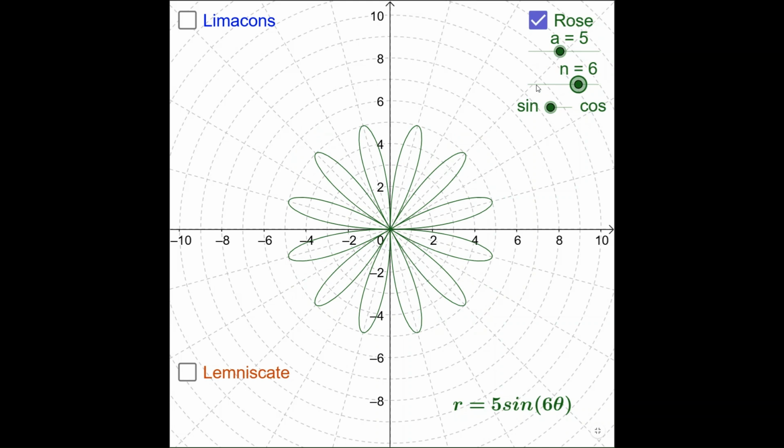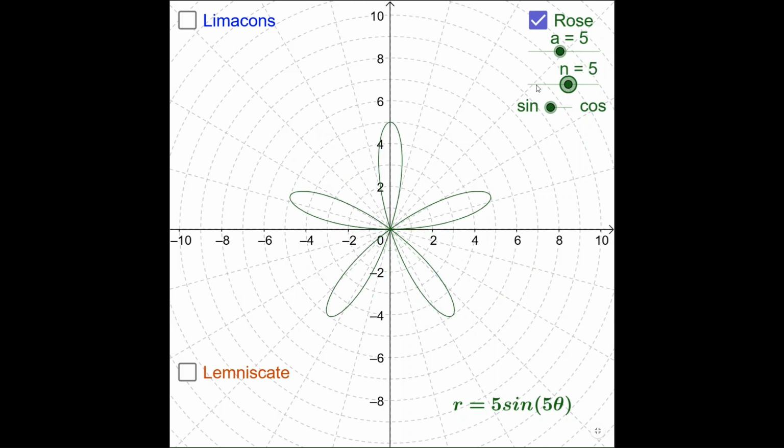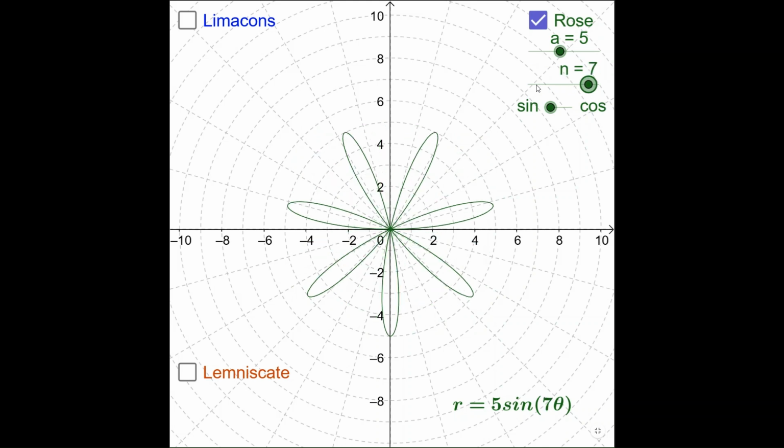If n is 6, we have 12 petals. What do you think will happen if we have n equal to 7? We've seen if n is 3, we have 3 petals. If it's 5, we have 5 petals. So it might make sense that if n becomes 7, we'll have 7 petals. And that's actually what happens. So r equals 5 sine of 7 theta.